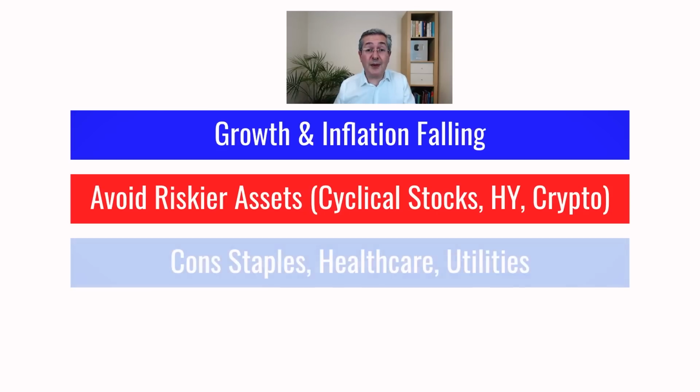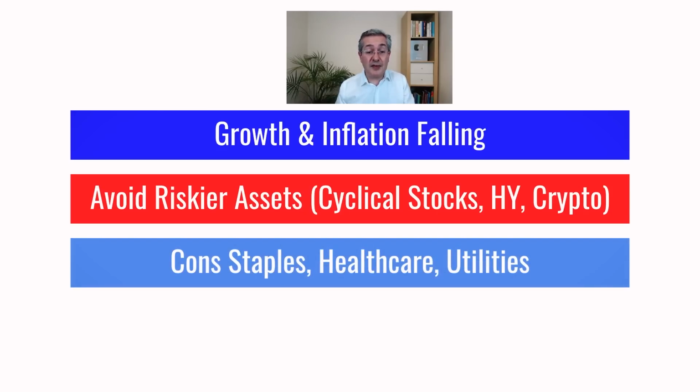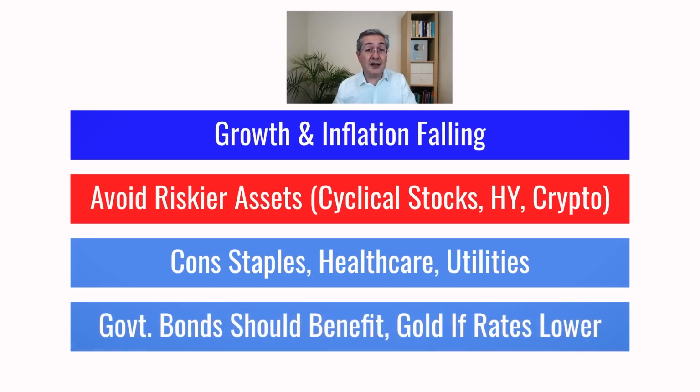If we were going to buy equity, we'd probably go for the defensive sectors. So that would be consumer staples, healthcare, and utilities. And assuming that interest rates don't increase too much, then government bonds would do well, but so would gold. So there we are. I've gazed into my crystal ball, and that's my prediction of what's going to happen for the economy and what it means for investments.